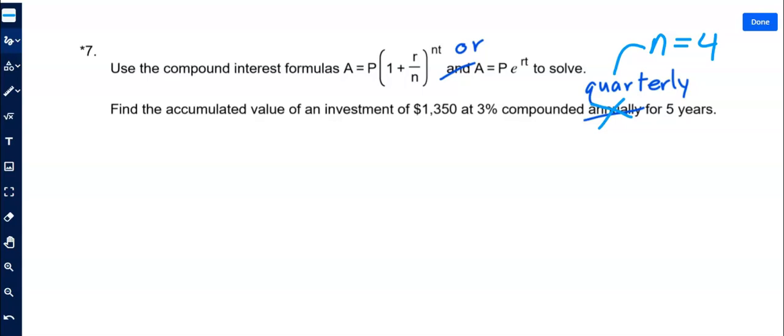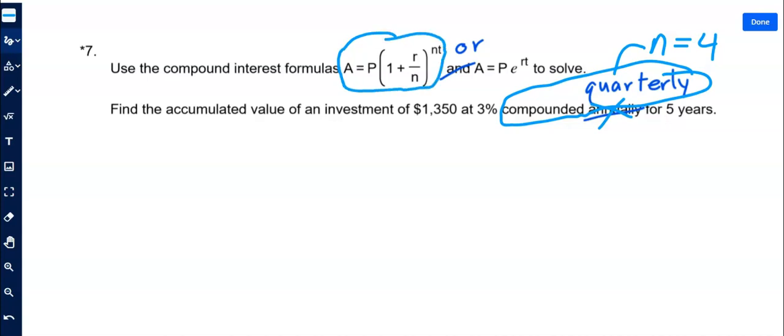So the n value is already 4. Plus, when you see this phrase compounded quarterly, that's instantly telling you we're using this one. Remember, once you get to the last 2 questions, you'll realize when we use the other formula. But now we won't because we haven't talked about it yet.